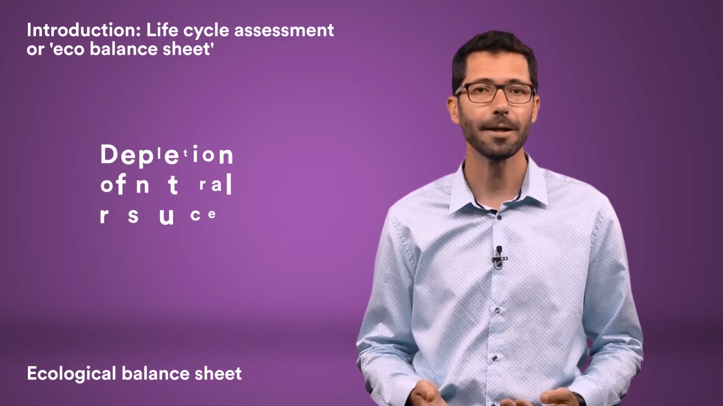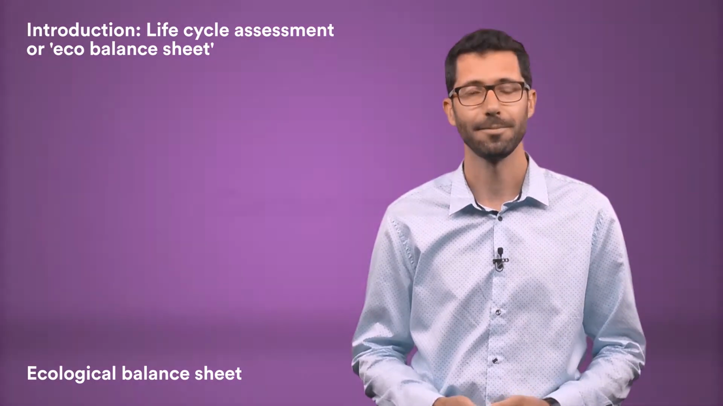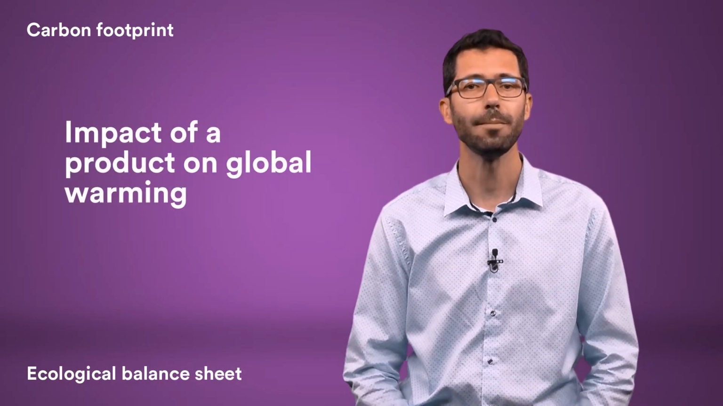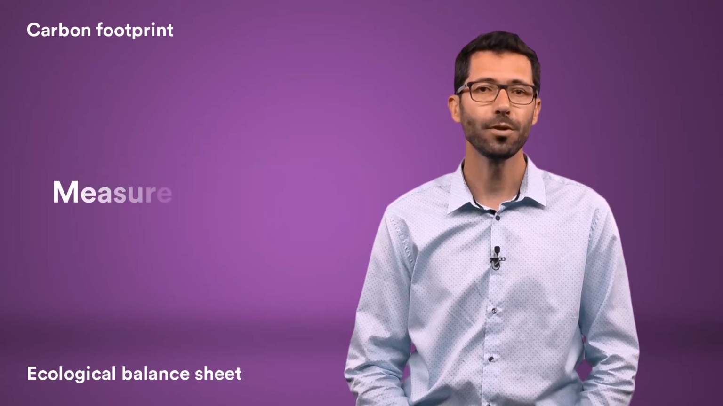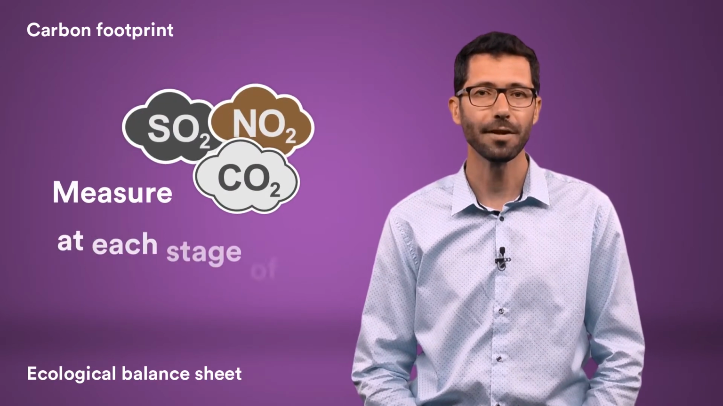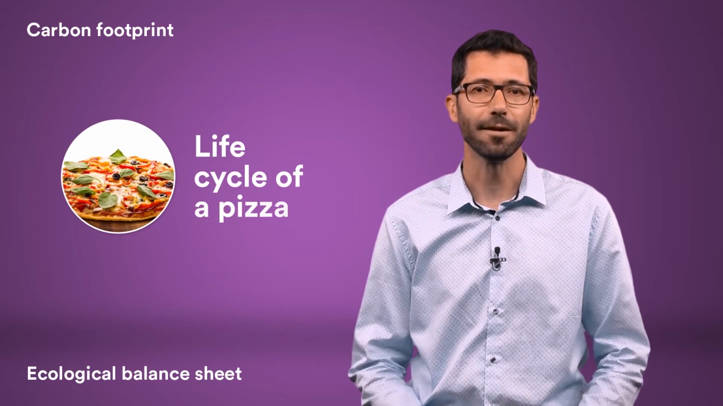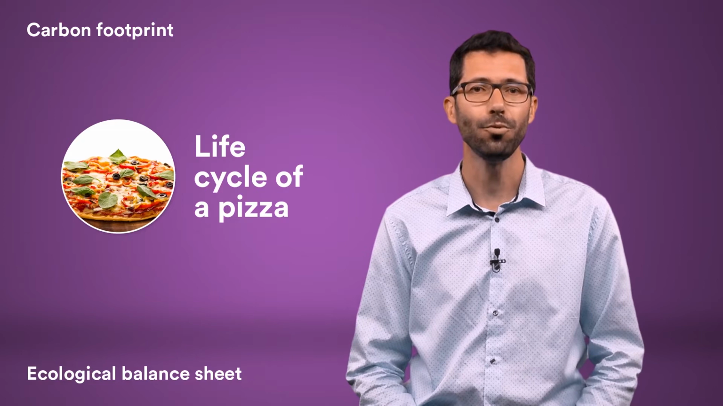Let us try to weigh up the environmental impact of our margarita pizza. Let us first talk about the carbon footprint, which is used to evaluate the impact of a product on global warming. The goal is to measure greenhouse gas emissions at each stage of manufacturing a product. Let us look at the activities that contribute to the production of greenhouse gases in the life cycle of a pizza.